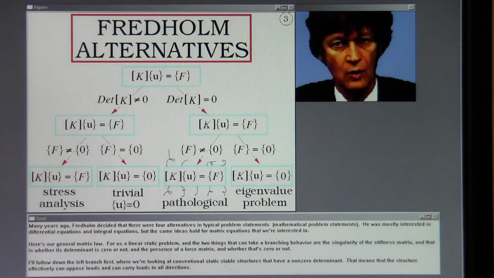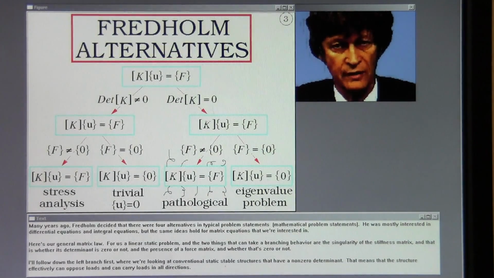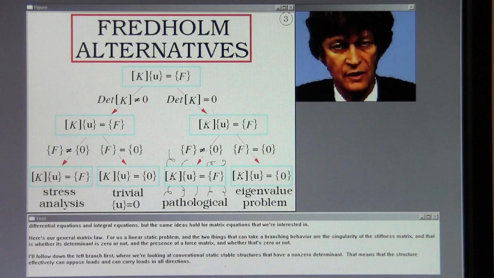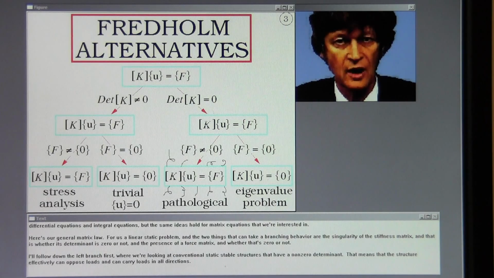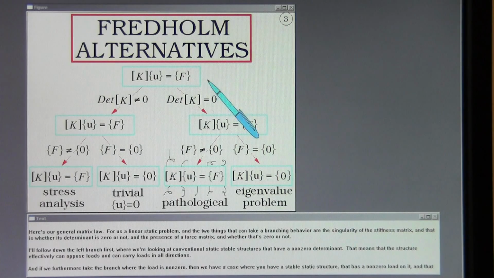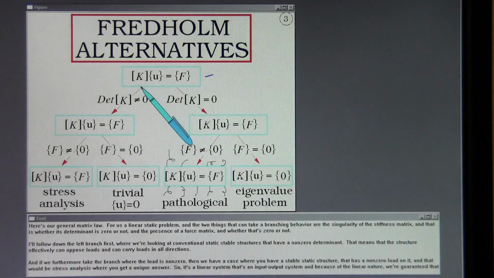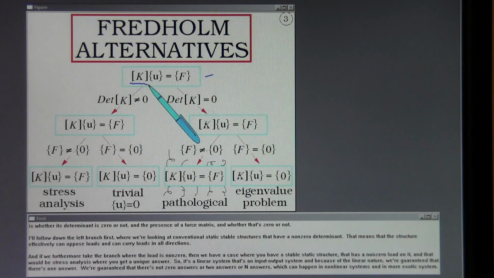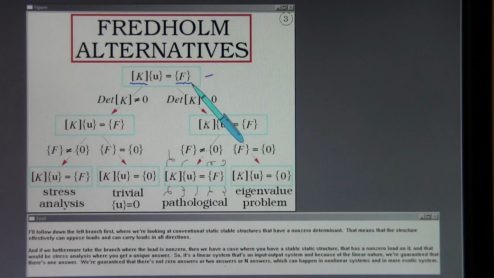Many years ago, Fredholm decided that there were 4 alternatives in typical problem statements, mathematical problem statements. He was mostly interested in differential equations and integral equations, but the same ideas hold for matrix equations that we're interested in. Here's our general matrix law. For us, a linear static problem. And the 2 things that can take a branching behavior are the singularity of the stiffness matrix, and that is whether its determinant is 0 or not, and the presence of a force matrix, and whether that's 0 or not.